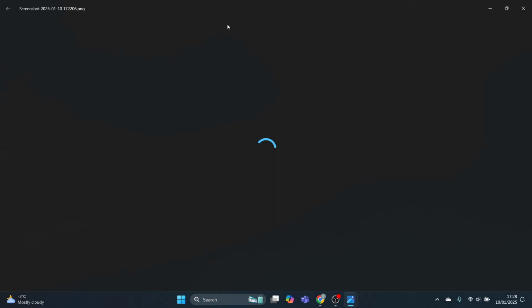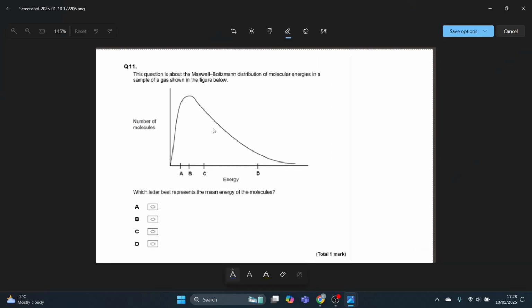Question 11. Which letter best represents the mean energy of the molecules? A. Definitely not A. B. That's the most probable energy. C. Yes, it is C. D is where that's your activation energy, and these are particles that can react. And A, I don't even know what A is, but I know it's not right, so that's fine.